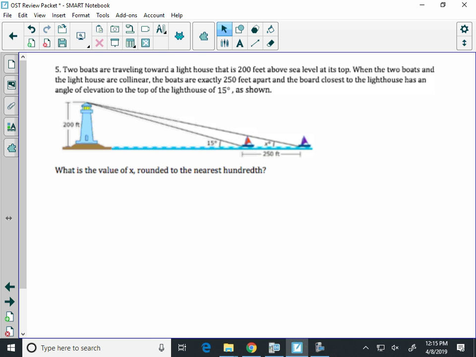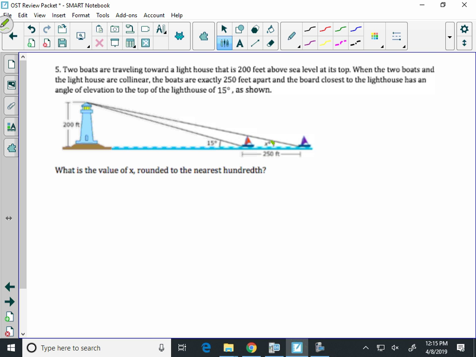The boats are exactly 200 feet apart, and the boat closest to the lighthouse has an angle of elevation to the top of the lighthouse of 15 degrees, as shown. What is the value of x? Round your answer to the nearest hundredth.